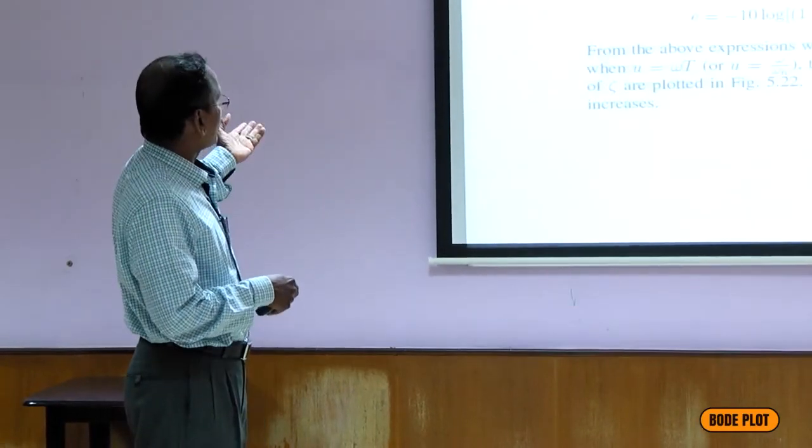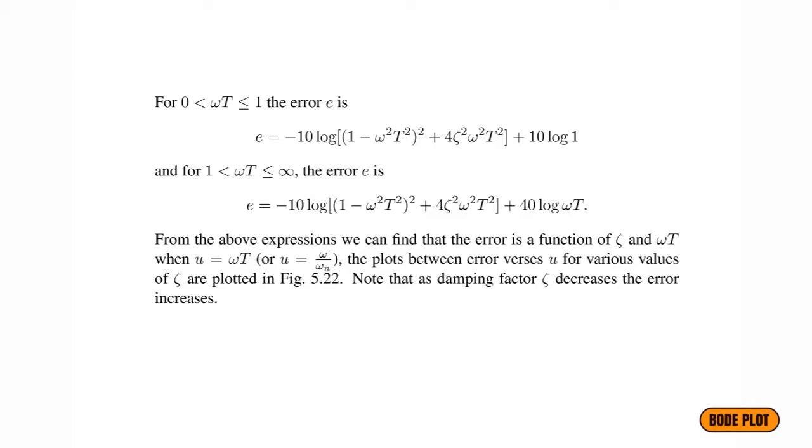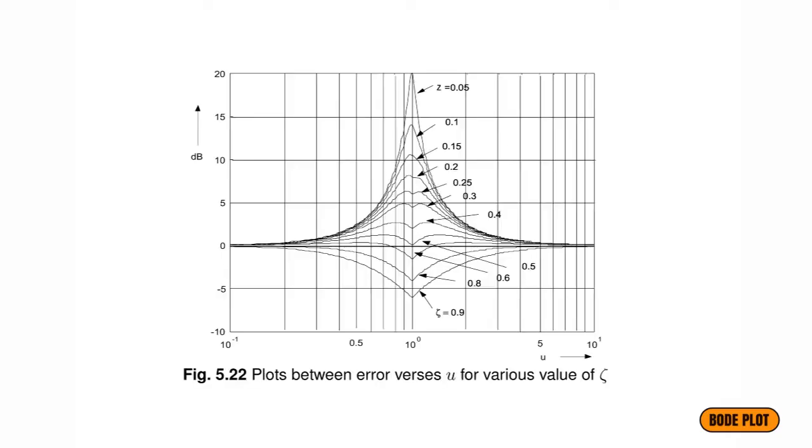Next, the error expression is a function of zeta and omega. We have to substitute the value for zeta as well as omega to get the error. This is the actual plot expression. This is the approximate plot expression when omega t is far greater than the corner frequency. So if you substitute omega and zeta, you get the error. Next, this is the error plot, the plot between normalized frequency and error. When zeta is very small, error is very large.